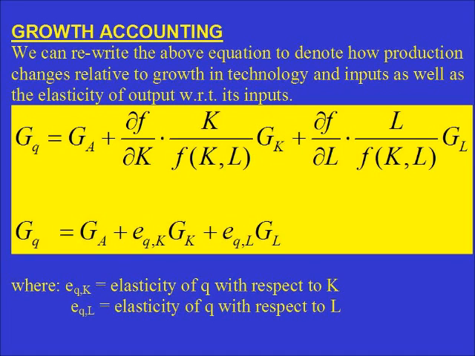So you see here, we just rewrite the equation. The partial of F with respect to K multiplied by K over F gives us the elasticity of output with respect to capital, times G_K, the growth rate in capital, plus the elasticity of output with respect to labor, times the growth rate in labor. And that concludes this lecture.